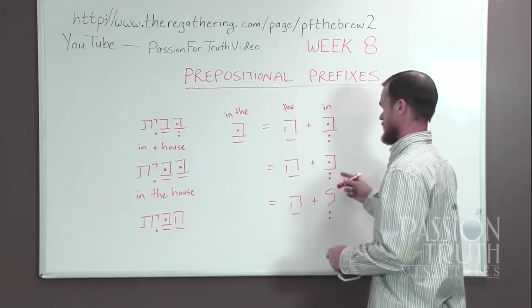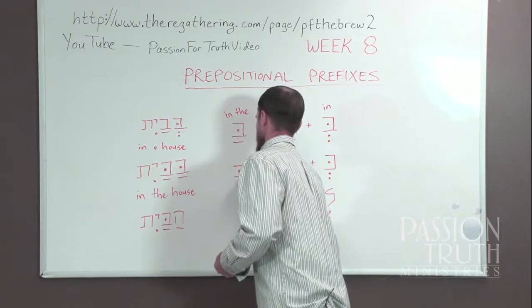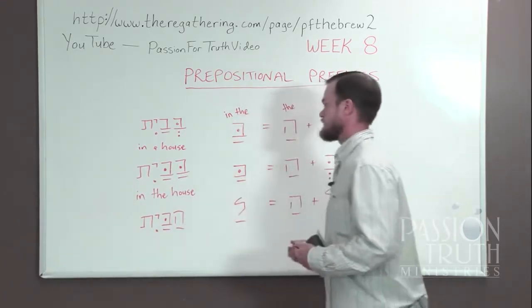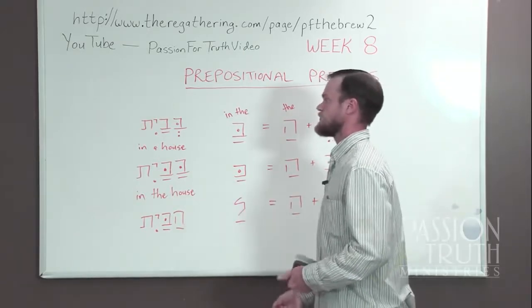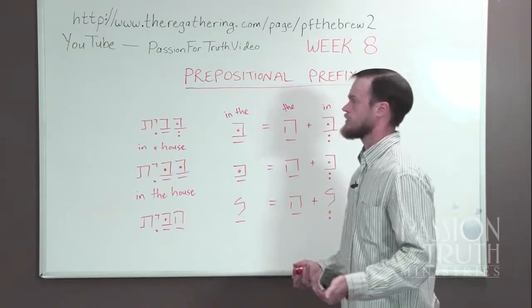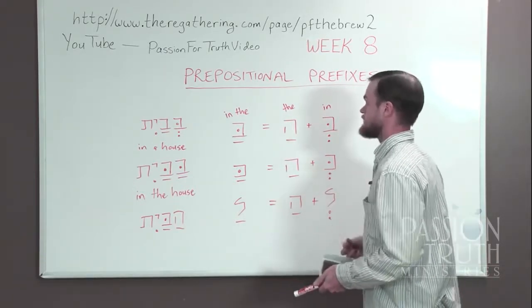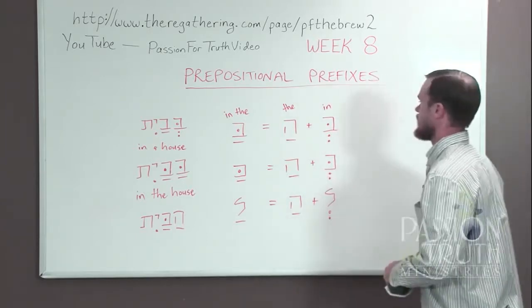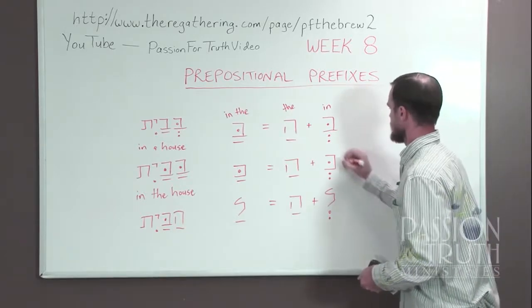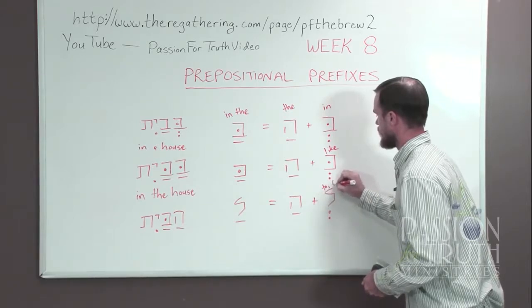Okay, so kaf and hey combine the same way. Kaf and lamed and hey combine as la. So ka bayit, like the house, la bayit, to the house or for the house. Another important note: kaf is like, and lamed is to or for.